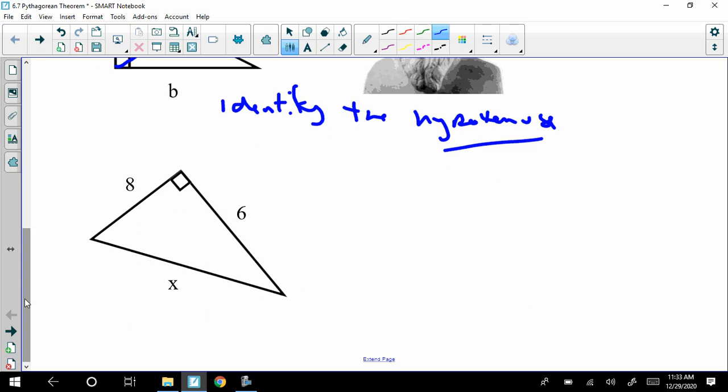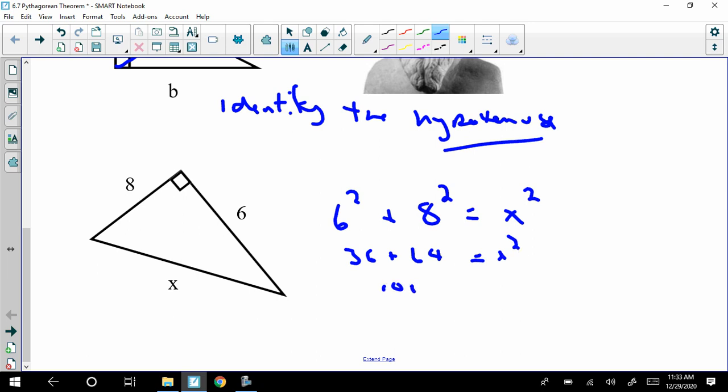Okay. So how do we apply this? We have a right triangle here, side lengths 6, 8, and then the hypotenuse is x. So we're just going to set up the Pythagorean theorem. 6 squared plus 8 squared equals x squared. X is the hypotenuse. Now, when we solve this, we have 36 plus 64 equals x squared. 100 equals x squared. How do we solve?